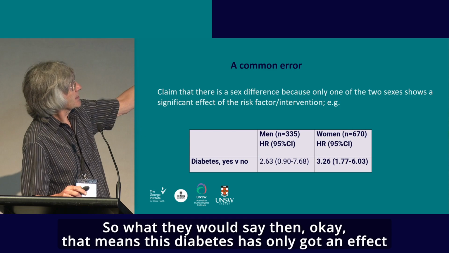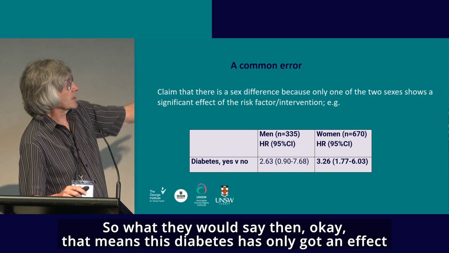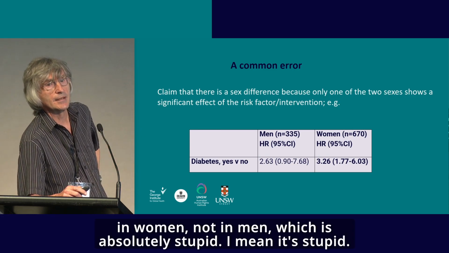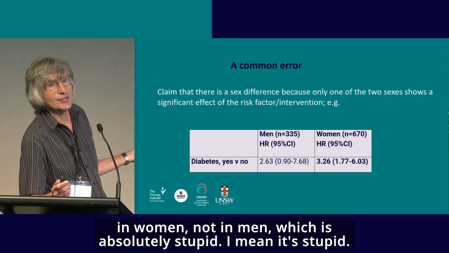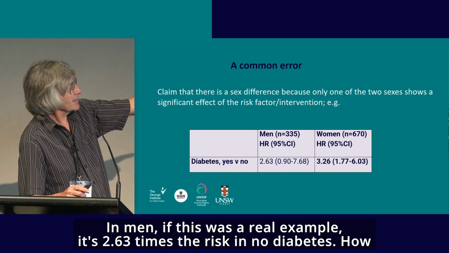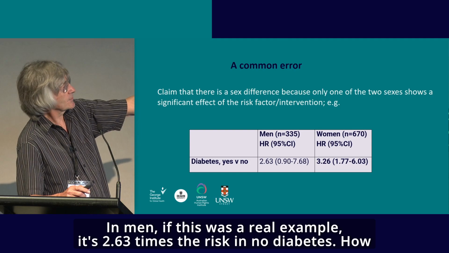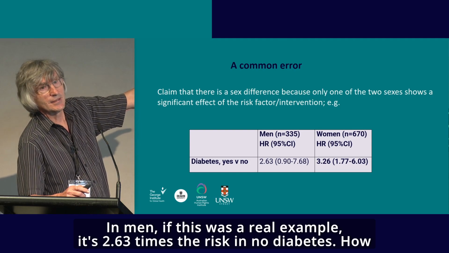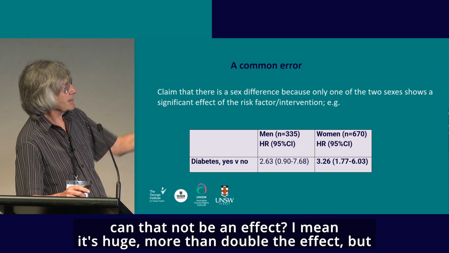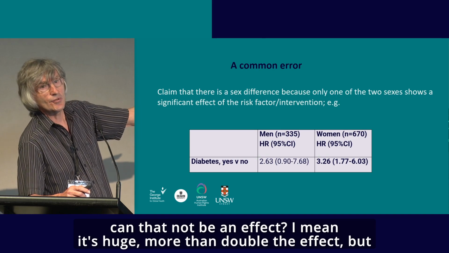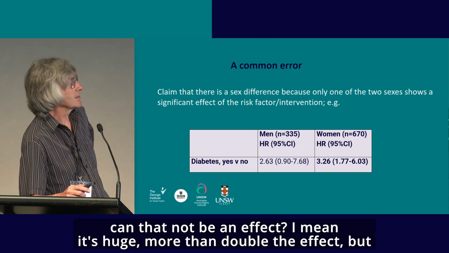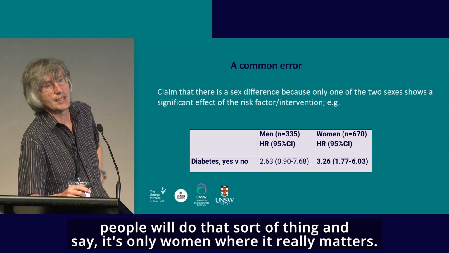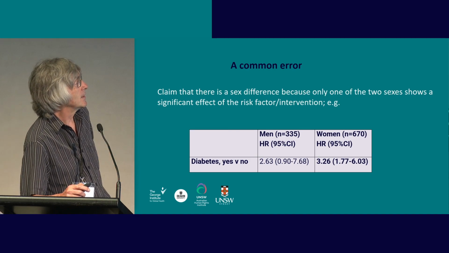So what they would say then, okay, that means this diabetes only has an effect in women, not in men, which is absolutely stupid. In men, if this was a real example, it's 2.63 times the risk in no diabetes. How can that not be an effect? I mean, it's huge, more than double the effect. But people will do that sort of thing and say, it's only women where it really matters.